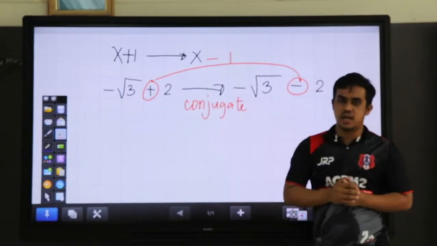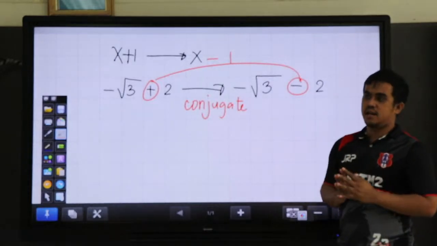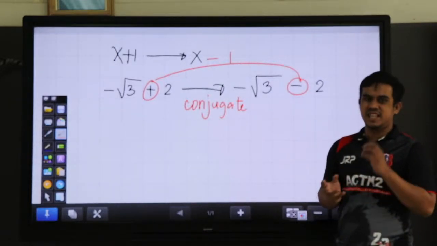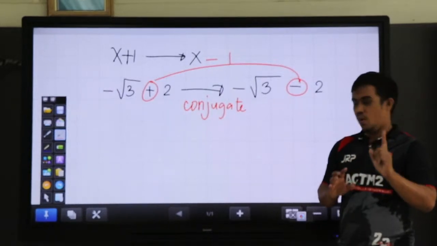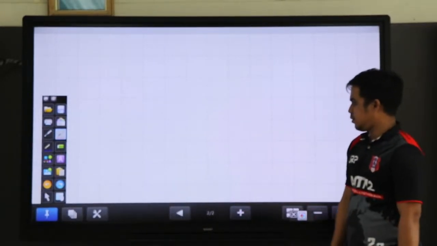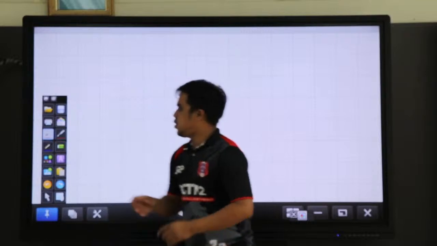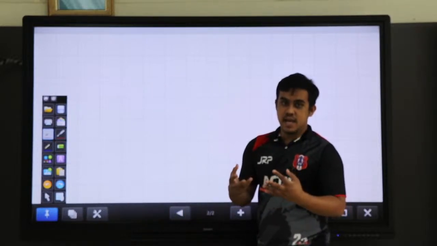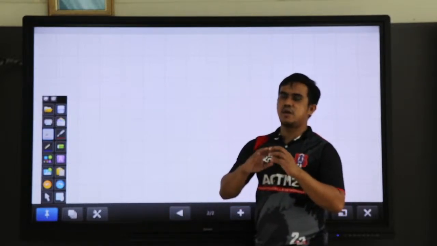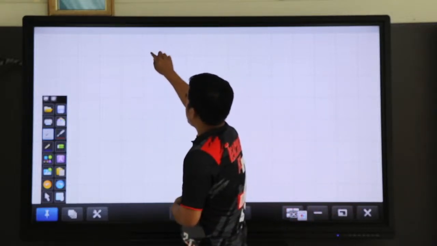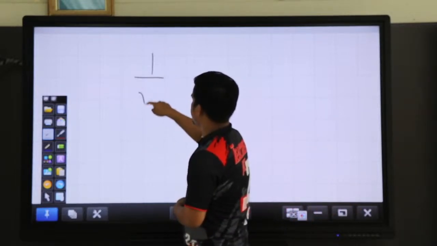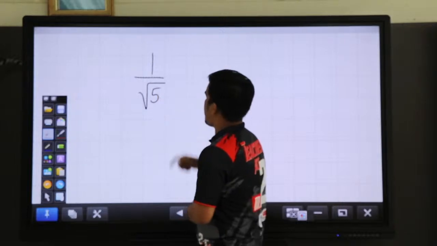Next, how are we going to rationalize the denominator if it's only a monomial? Monomial meaning only one term. This is just a review. Later on we will have a test, a reading test. For example, how do you rationalize square root of 5?